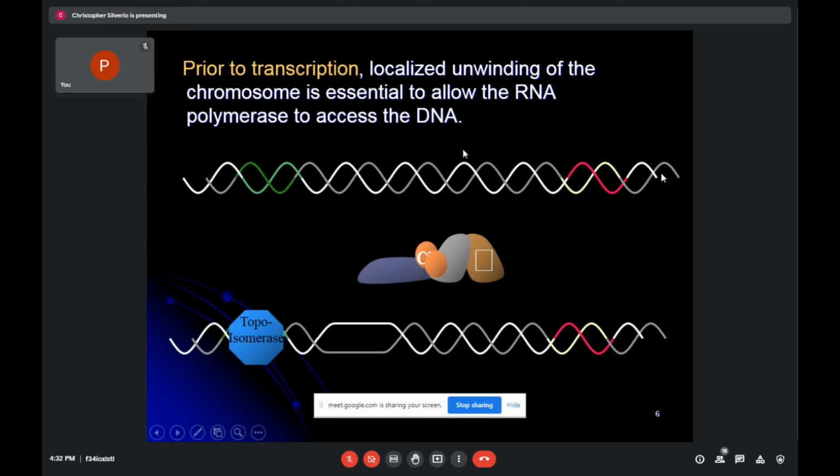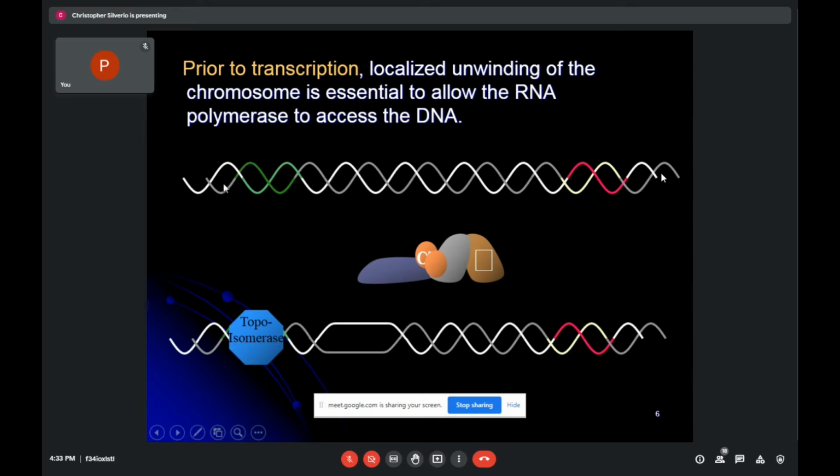Prior to transcription, there is also localized unwinding of the chromosome or the DNA, which will allow the RNA polymerase to access the DNA. Unwinding of the chromosome in such a way that will allow the RNA polymerase to bind into the DNA. So this is now the double-stranded DNA.